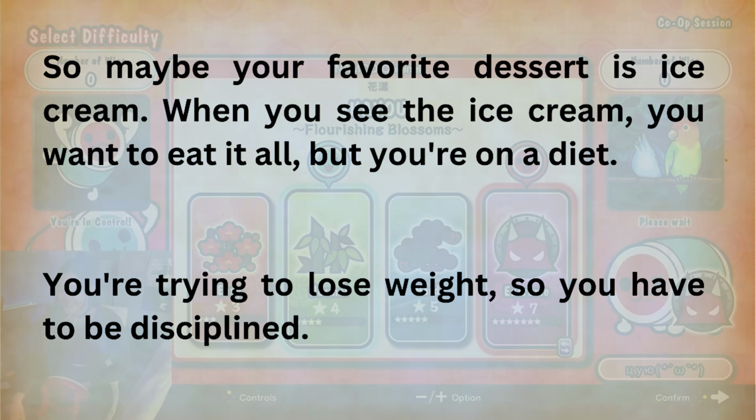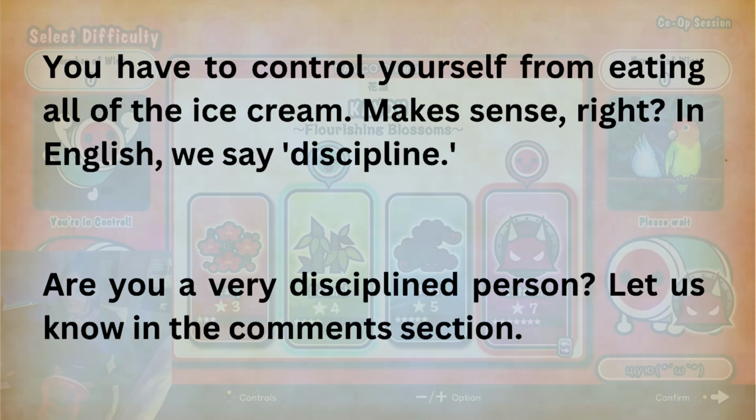So maybe your favorite dessert is ice cream. When you see the ice cream, you want to eat it all, but you're on a diet. You're trying to lose weight, so you have to be disciplined. You have to control yourself from eating all of the ice cream. Makes sense, right? In English, we say discipline.